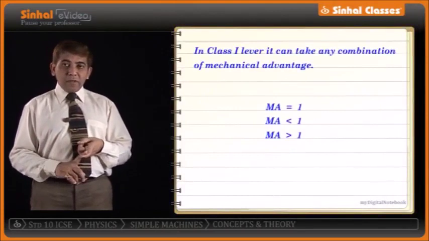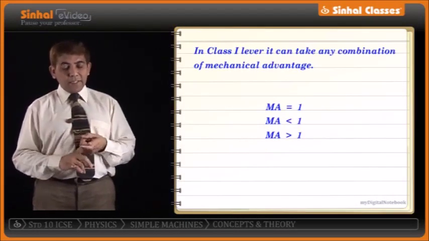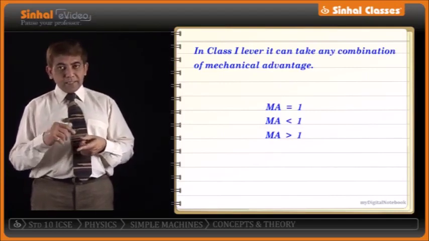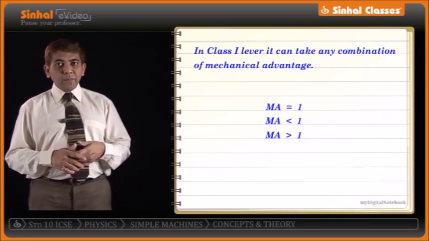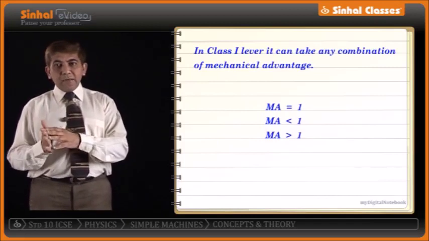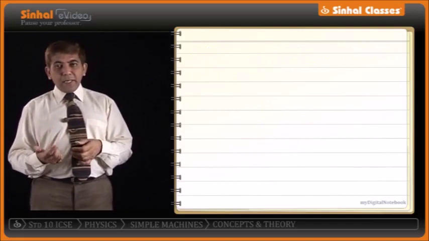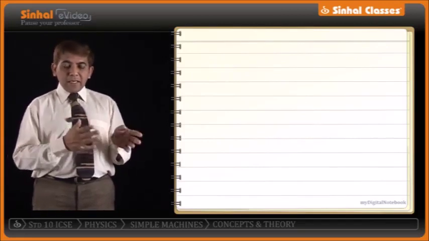And in a class 1 lever, it can take any combination: mechanical advantage equal to 1, less than 1, or greater than 1. So we see here that classification of levers does enable us to find out whether a particular lever can be utilized in gaining force, gaining time, gain in efficiency, and so on.